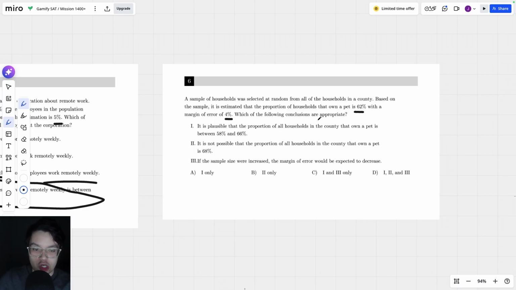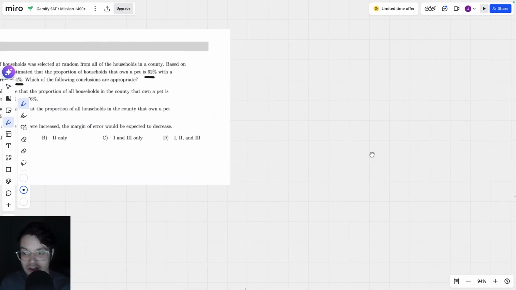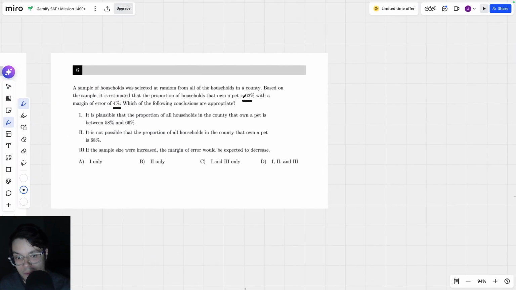Notice what they're doing here to make it a better question than this one over here. They're saying specifically the amount of households that own a pet is 62%. They're not trying to pretend like this is representative of every single person in the entire world. They're just saying that the households in this specific county own a pet. Okay, with that being said, we're trying to see which conclusion is appropriate.